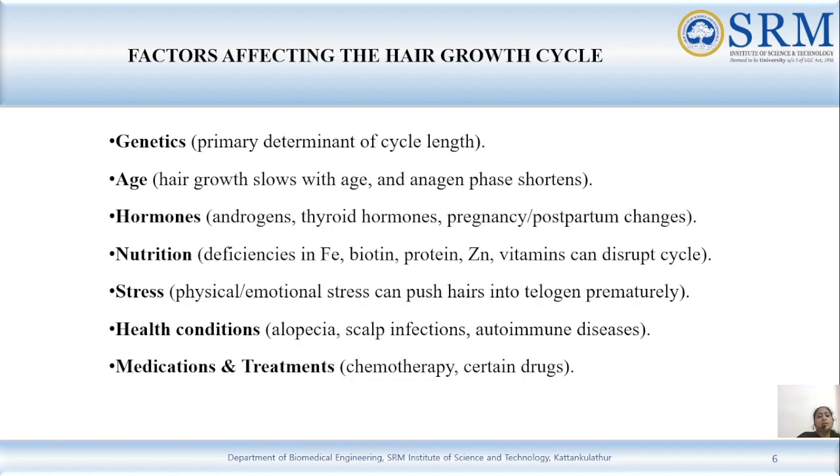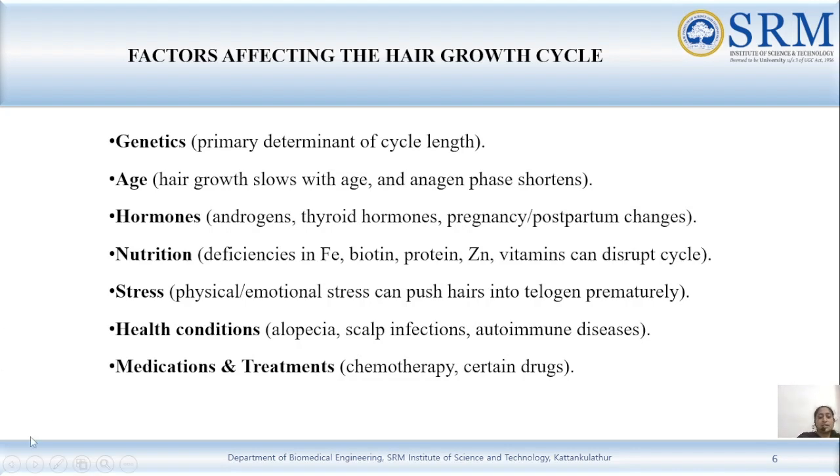Another major role is played by stress. The stress can be either physical, overexhaustion from your daily physical work, or it could be emotional stress or trauma, etc. So basically, all these will increase the reactive oxygen species in your body, and that can push your hair into telogen phase prematurely. So even though the anagen phase is going on, because of the production of these reactive oxygen species, this can cause the telogen phase to be entered faster in the growth cycle.